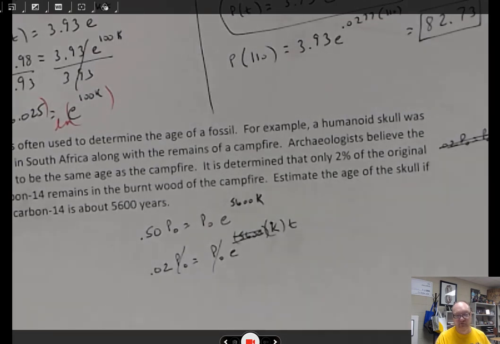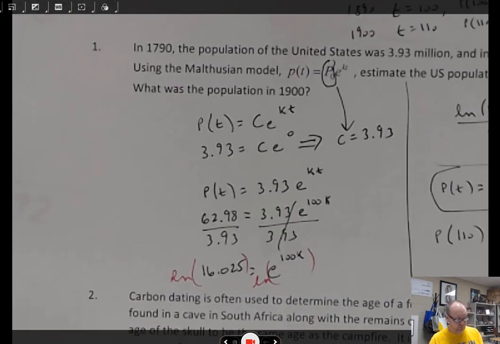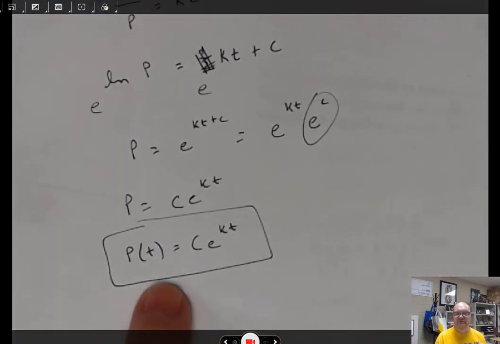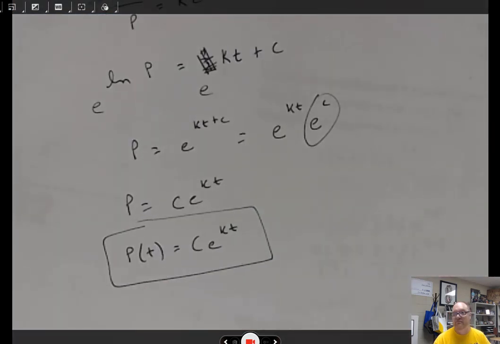But at any rate, I've posted solutions to those. So you have two models to work with this week. You have this exponential growth and decay model, and then you have the mixture problems with the in and the out business going on.